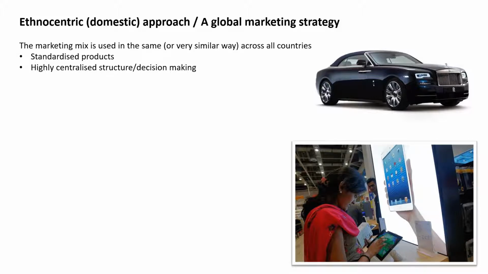So an ethnocentric approach is similar to having just one global marketing strategy. So the marketing mix is very similar across all countries. We have a standardized product. We have highly centralized structure and decision making. So an example might be Rolls-Royce. The way in which they're marketed, the products are very similar across all countries. They're trying to say the same sort of thing, and the brand name is very important. Again, Apple would be another good example. The products are the same in all the different markets in the way in which they're promoted and sold.